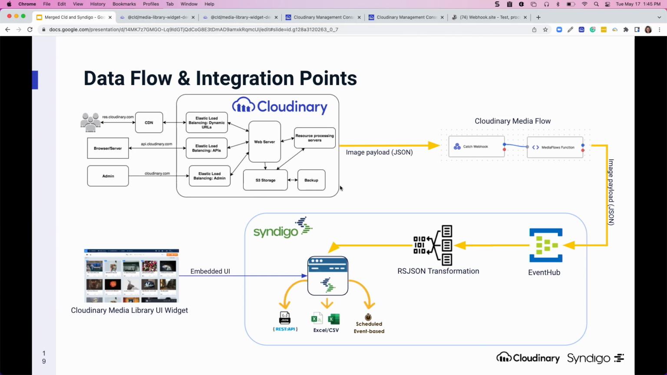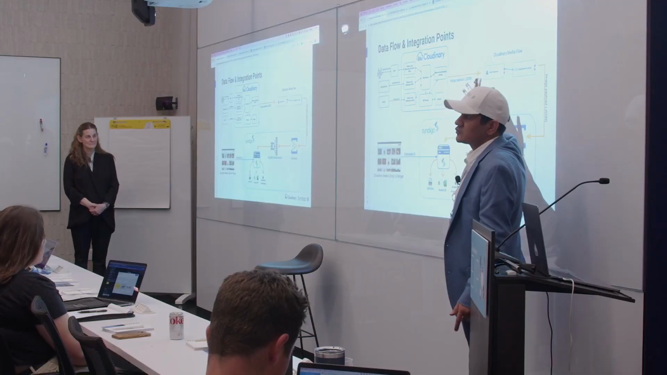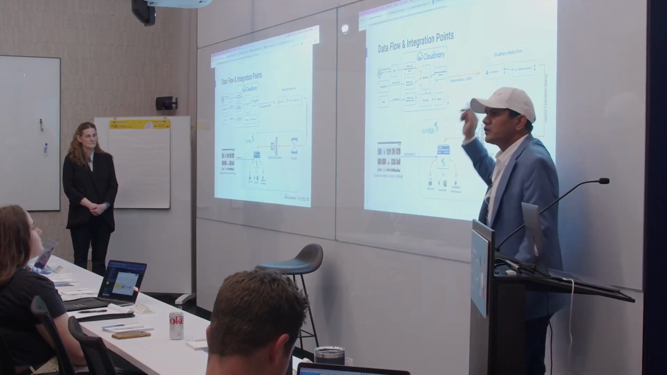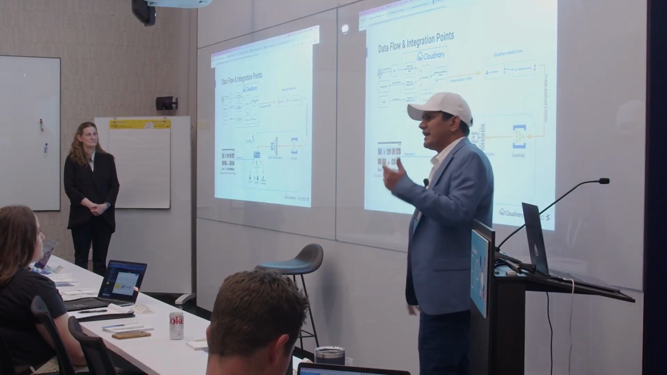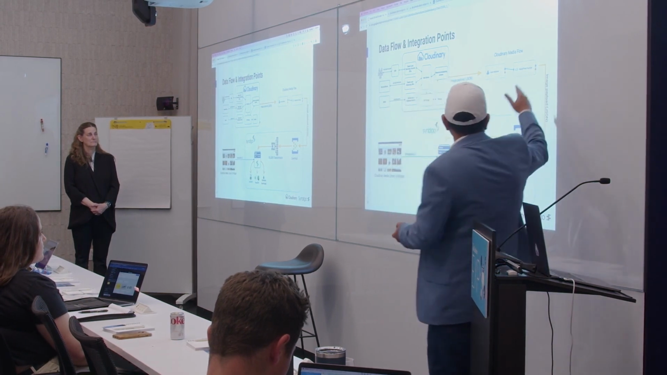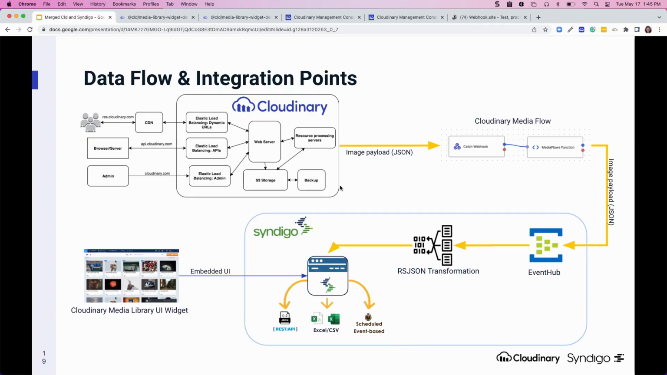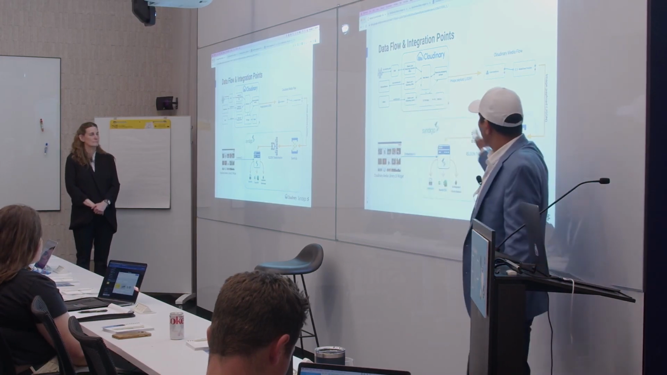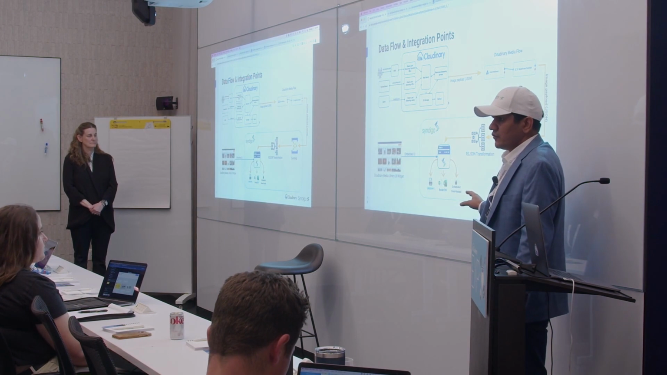So whenever you approve an image, that image payload goes to MediaFlows. That is the tool that we are using. There we are doing all our transformation, manipulation, adding the headers, security, and whatnot, and then passing that payload back to Event Hub, which is hosted on the Syndigo interface. We are transforming that JSON coming from Cloudinary into native JSON, which we understand as a platform, and then rendering those images onto the UI, and then syndicating them to the downstream channels in different formats. So that's the overall high-level architecture that we are following.